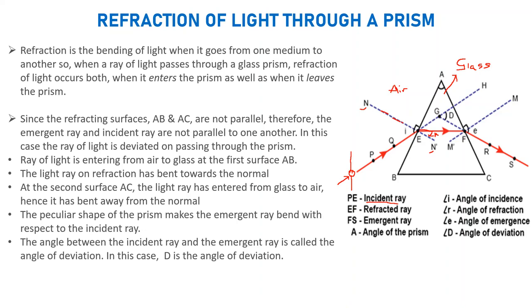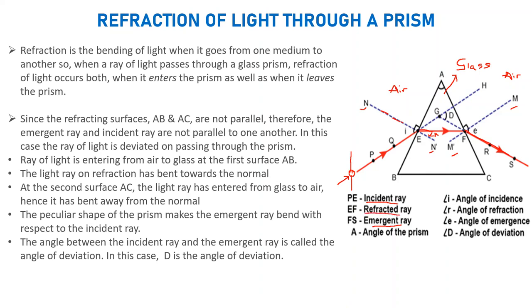Then again there is a difference in the medium. The glass is a denser medium, air is a rarer medium. Here again we have air, which is a rarer medium. So when light passes through denser to rarer medium, what happened? It deviates away from the normal. So my normal here is M and M dash. You can see the deviation is away from the normal. Here is my emergent ray. This is my emergent ray. So F and S is an emergent ray. You can see the emergent ray. E and F is a refracted ray.